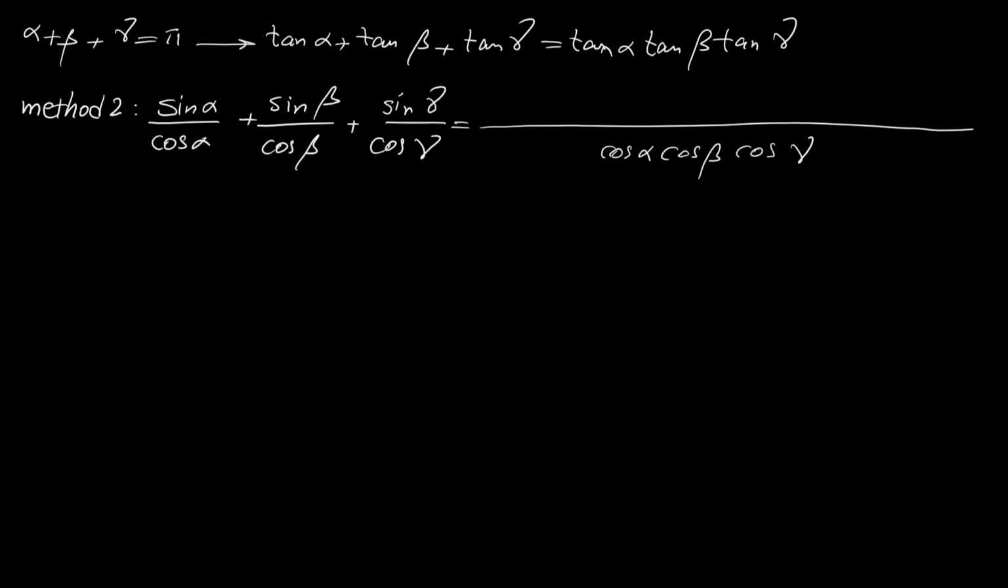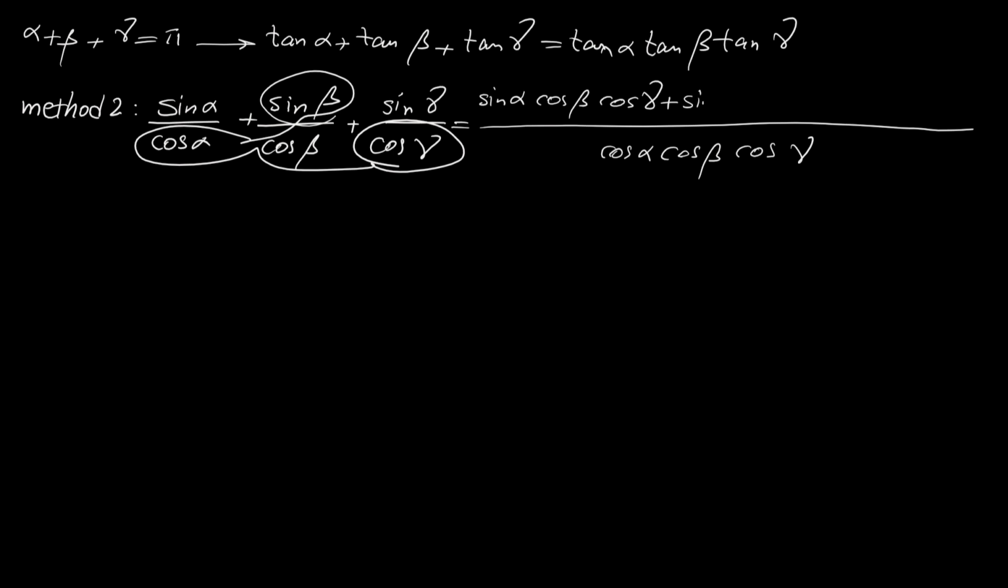What would be the numerator? The numerator for this would be sine of alpha times these denominators. So we have sine alpha, cosine beta, cosine gamma. Then we have sine of beta times these two, so we have sine of beta times cosine alpha, cosine gamma. And finally we have sine of gamma times these two, which is cosine alpha, cosine beta.